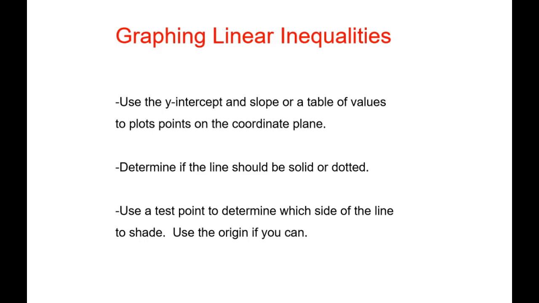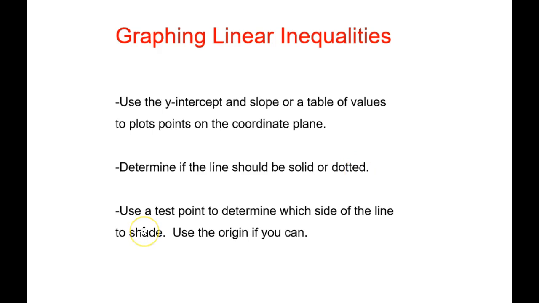The first main difference for graphing linear inequalities is we have to determine whether the line should be solid or dotted, and we determine that by looking at the inequality symbol. If the inequality symbol has an equal to sign, then it's going to be a solid line. If it is strictly greater than or strictly less than, there's no equal to sign, then our line is going to be dotted. That means the points on the line itself are not solutions to the inequality.